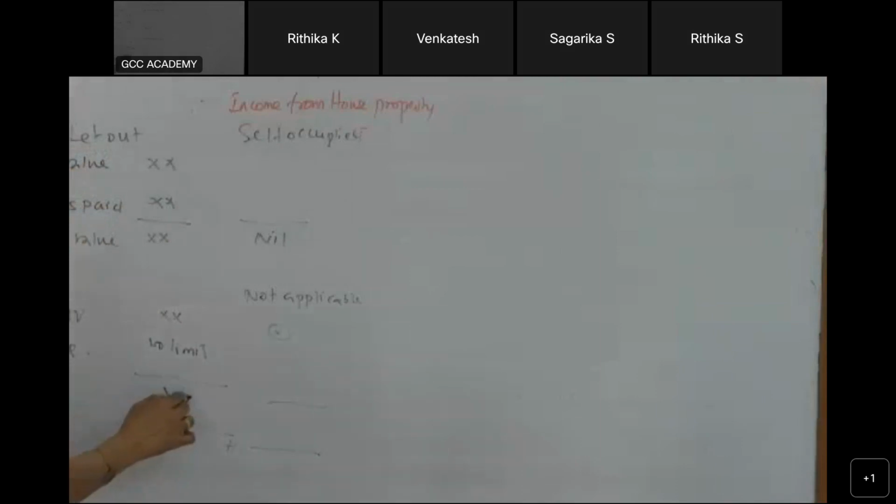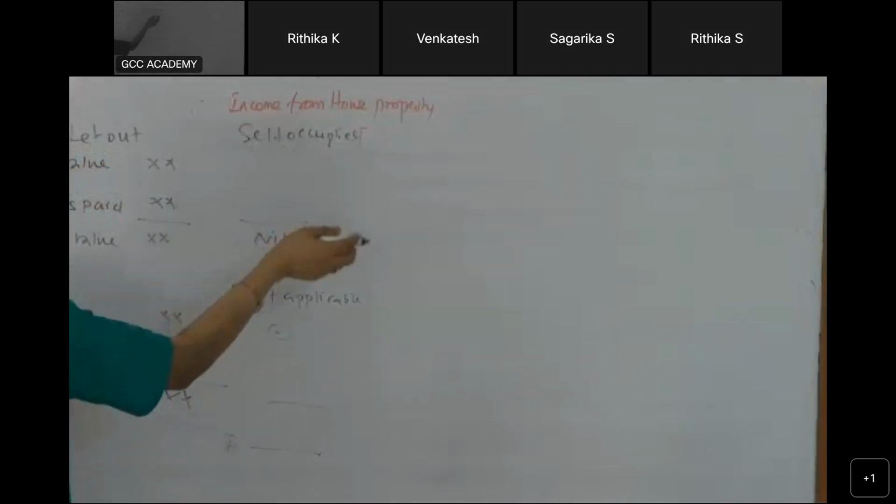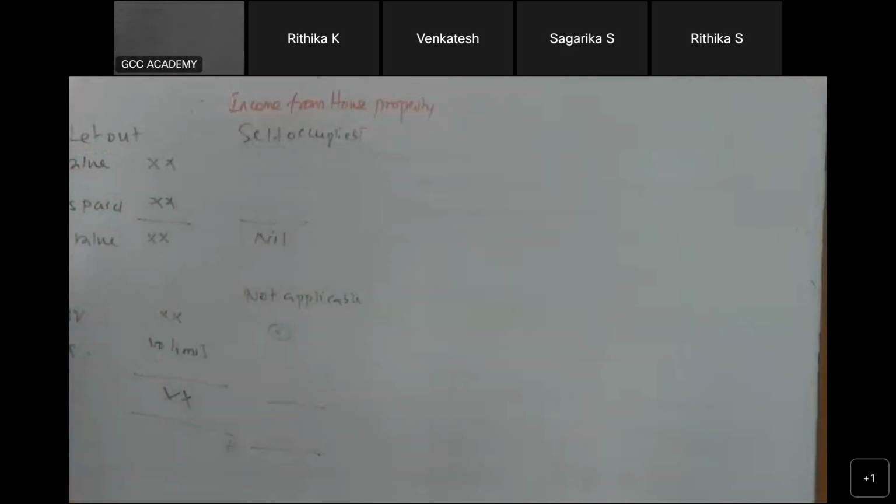Now what you get is income from house property. For let out property, you have to determine gross annual value, less municipal taxes paid, and you will get net annual value. From that, you can deduct 30% of NAV as a standard deduction and less actual interest on capital, that is the loan borrowed for house property. The balance is income from house property. With respect to self-occupied property, NAV itself is nil. And since NAV is nil, you can't claim 30% of NAV. But you can only claim what? Interest on capital subject to limits.